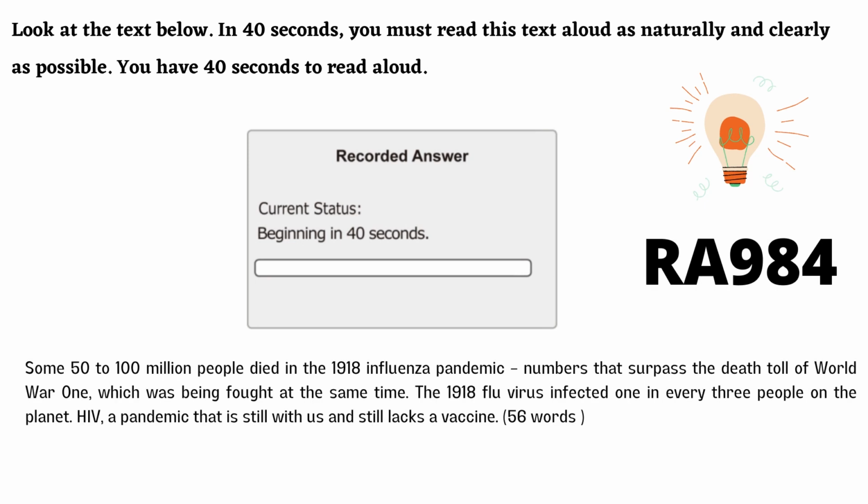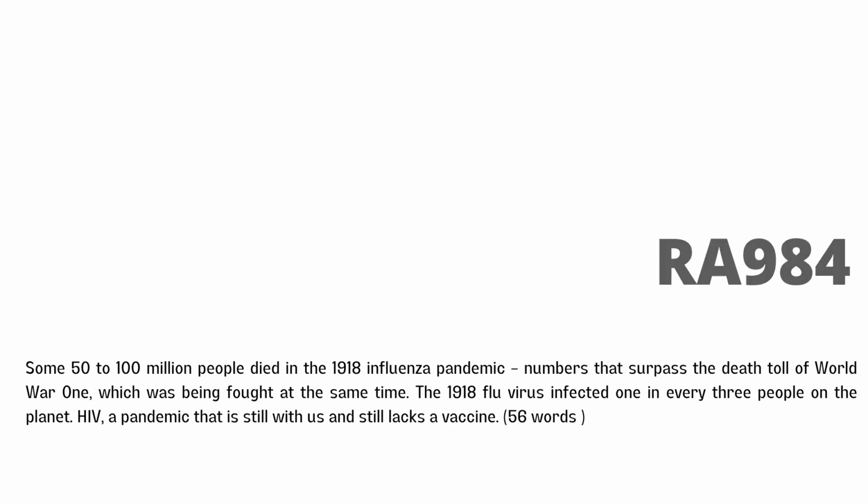Some 50 to 100 million people died in the 1918 influenza pandemic, numbers that surpass the death toll of World War I, which was being fought at the same time. The 1918 flu virus infected 1 in every 3 people on the planet. HIV, a pandemic that is still with us and still lacks a vaccine.